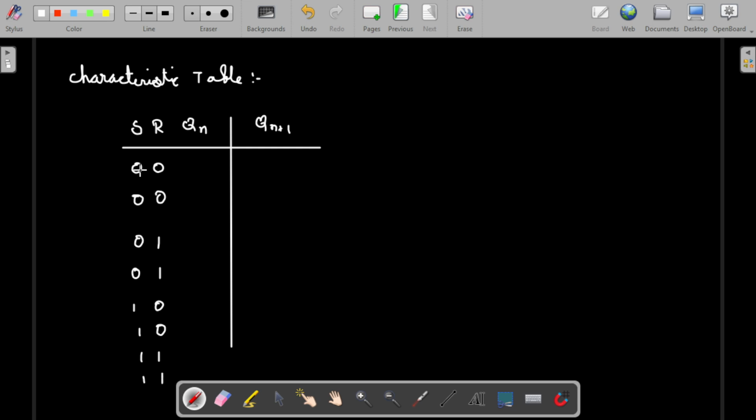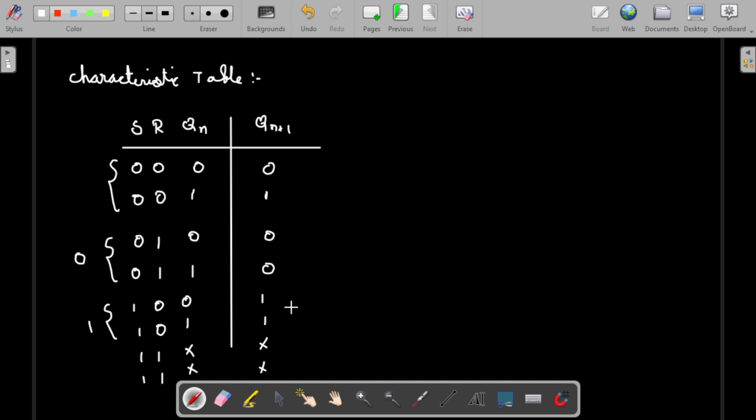Whenever there is a 0 and 0, the output will be the same. If 0 is there, then the next state will also be 0; if 1 is there, the next state will also be 1. So in both cases, there is no change. In this case, the output will be 0, whatever it may be, even if it is 0 or 1. Here the output will be 1, whatever the condition, whether it is 1 or 0. And here, whatever the state, the output will be x, because that is an invalid state.